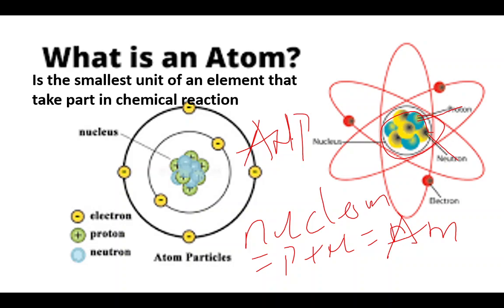Now look, protons account for the atomic number, and it is the one that represents our atom in the actual sense, because hydrogen, which is the smallest atom, has only 1 proton. It does not have a neutron.